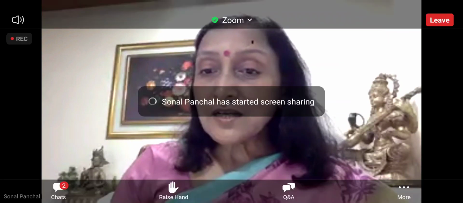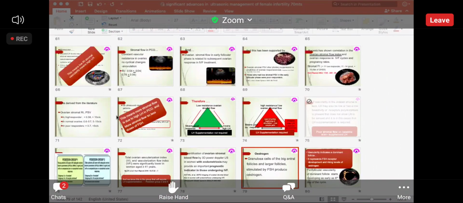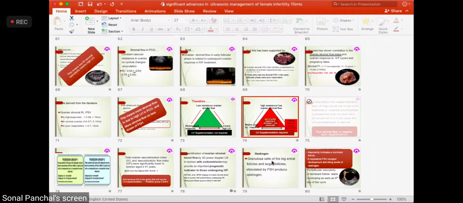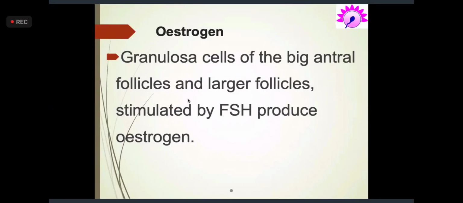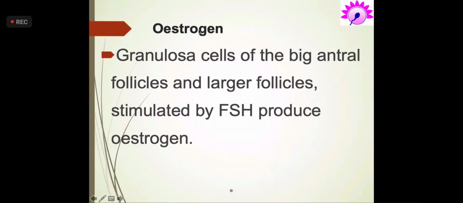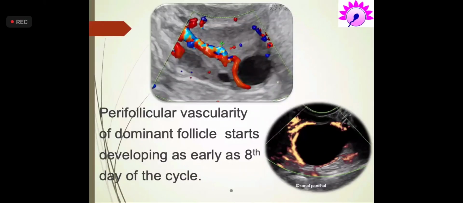Thank you, Dr. Mala. And we start from where we had left. It was estrogen. So we were on the baseline scan still, and after completing androgen, AMH, FSH, LH, we are now moving to estrogen. The granulosa cells of the big antral follicles and the larger follicles stimulated by FSH are the ones which produce estrogen.